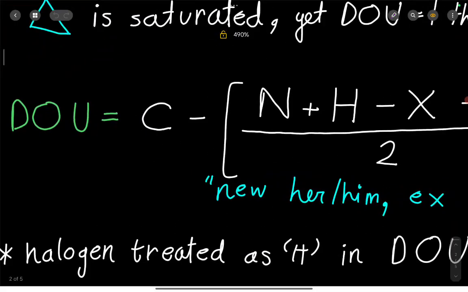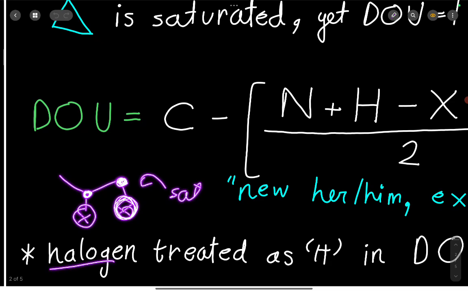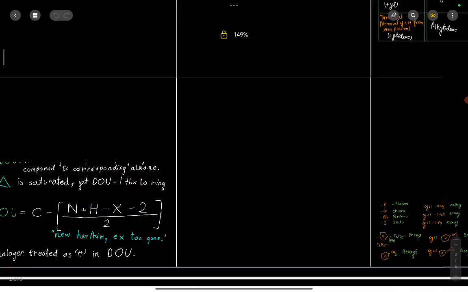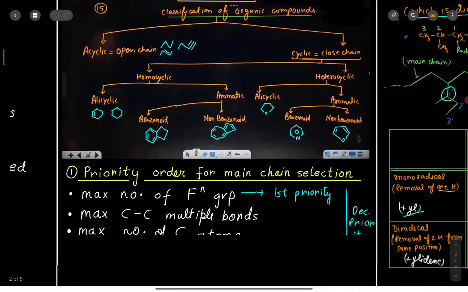Basically what this means is, if you have a compound like this, it also has 2 less hydrogen compared to its parent alkane, because two hydrogens have been substituted by 2 halogens. But still we will call it fully saturated, because halogens are treated as hydrogens while accounting for the degree of unsaturation. Okay. Read this if you must.